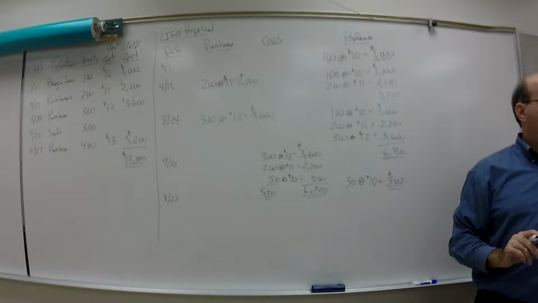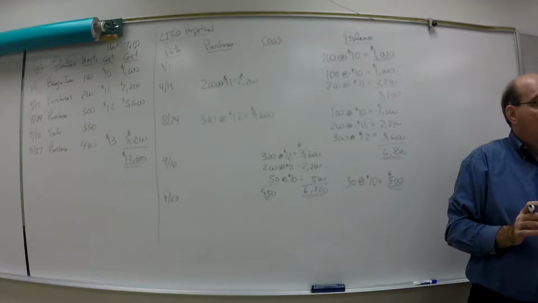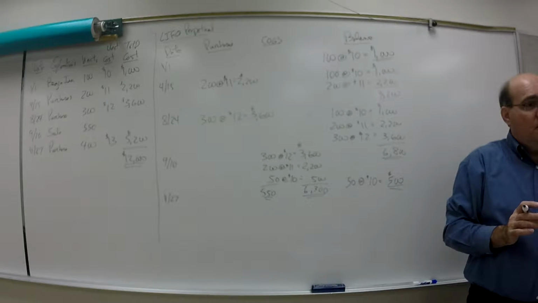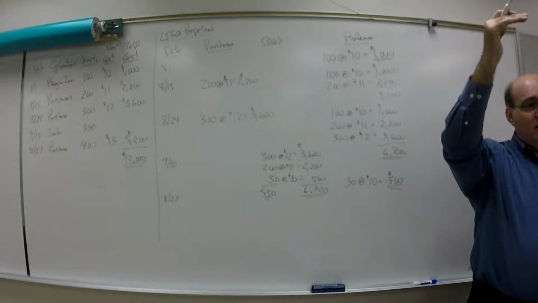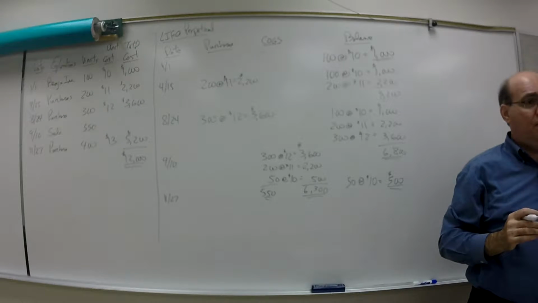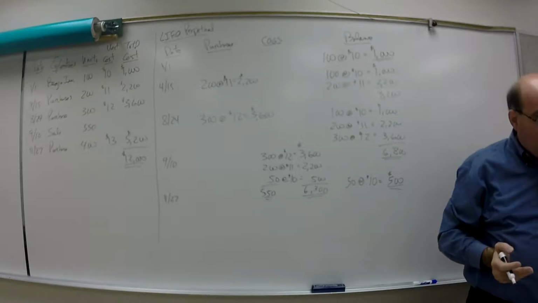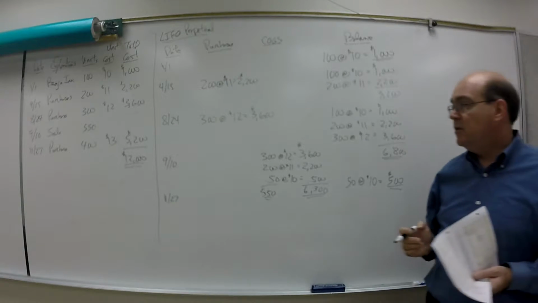It's exactly like FIFO, the only difference is where you start. With FIFO, first ones out, you start at the top and work your way down. With LIFO, last ones, you start at the bottom and work your way up. It's the only difference. Okay?